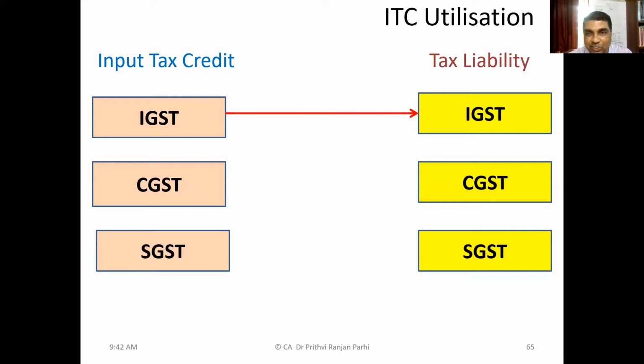If IGST credit is there, you can use it for settling IGST liability. And if there is CGST ITC, that can be utilized for settling CGST liability. And if there is SGST credit, that can be utilized for settling SGST liability. So these three parts are clear, no confusion here. IGST can be utilized for IGST payment, CGST for CGST payment, SGST for SGST payment. Is it clear? Please respond. Yes or no? Unmute and talk.